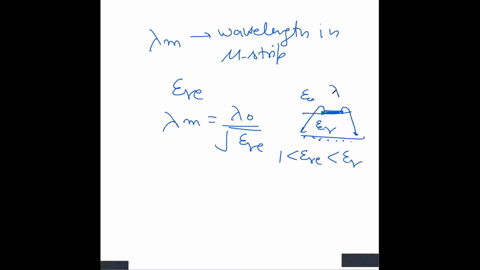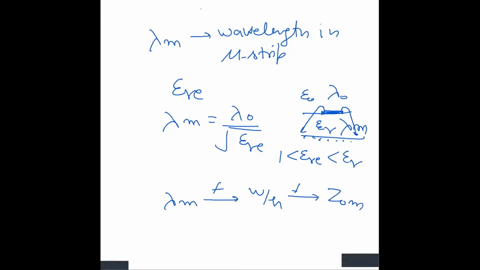That is why the wavelength in the free space is lambda naught and the wavelength in the material is lambda m. So we can represent the term lambda m in terms of epsilon R effective as lambda m equal to lambda naught upon under root epsilon R effective. This lambda m is a function of W by H and W by H is a function of Z naught M. So lambda m is also a function of Z naught M.